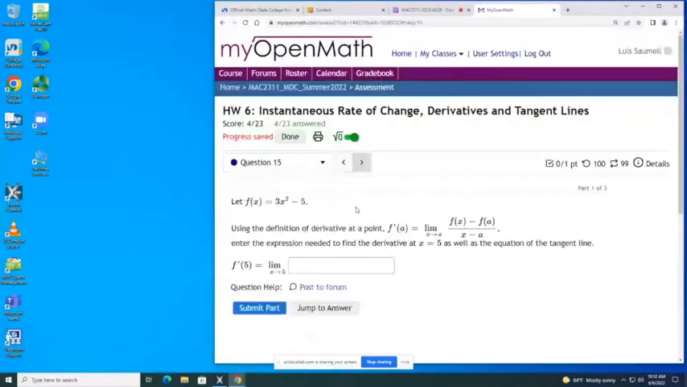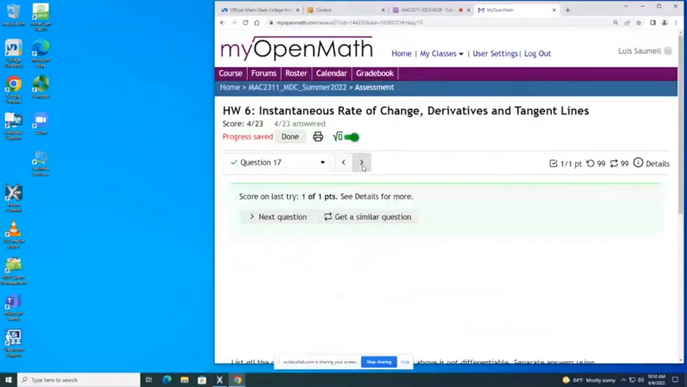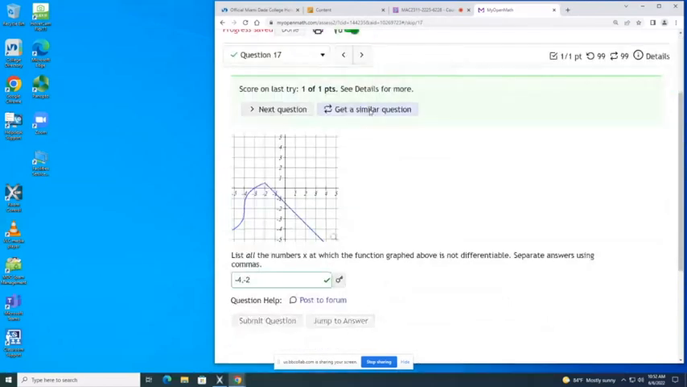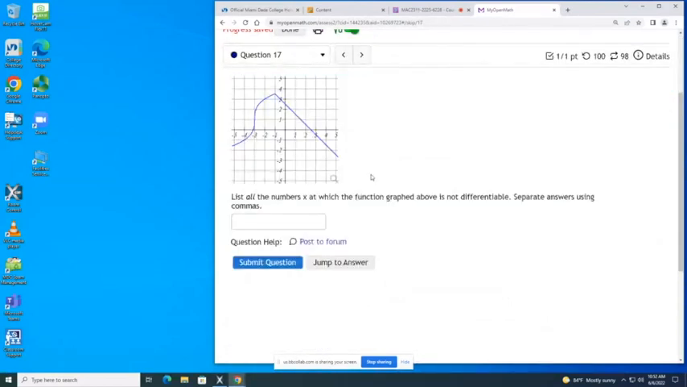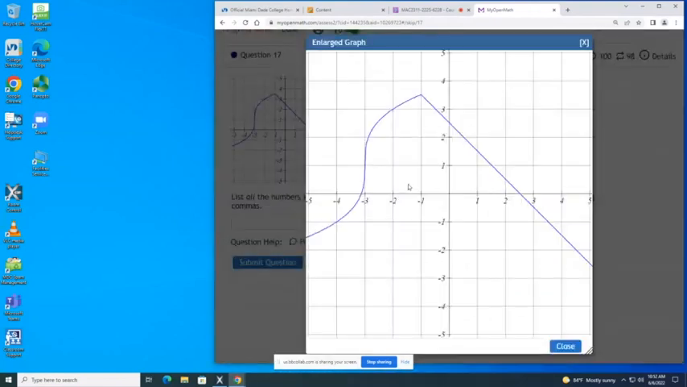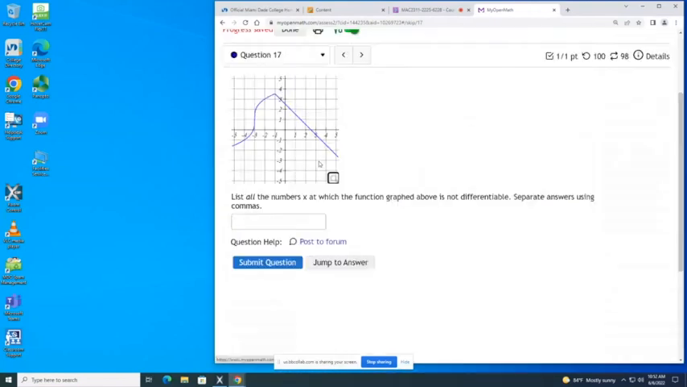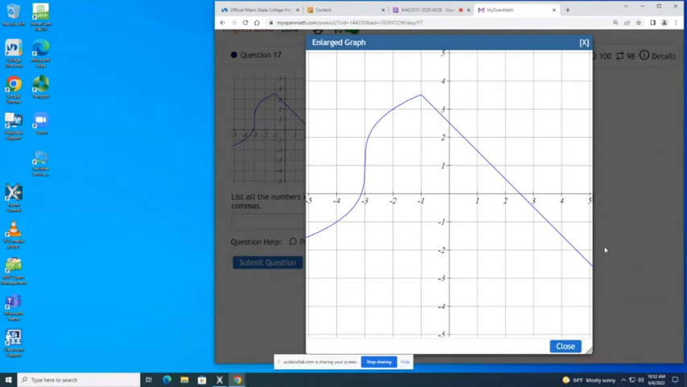Where's my picture? Okay, here. Give me the same question. Okay, so here you just need to find the points at which, let's read it: list all numbers x at which the function graphed above is not differentiable. Okay? So there's one that should be obvious to you. There is another one that could be a little bit less obvious, and that's why I wanted to show you this. Which one is the obvious one?